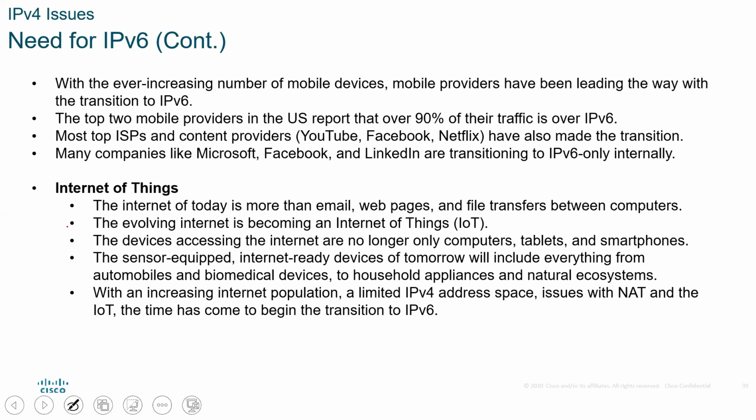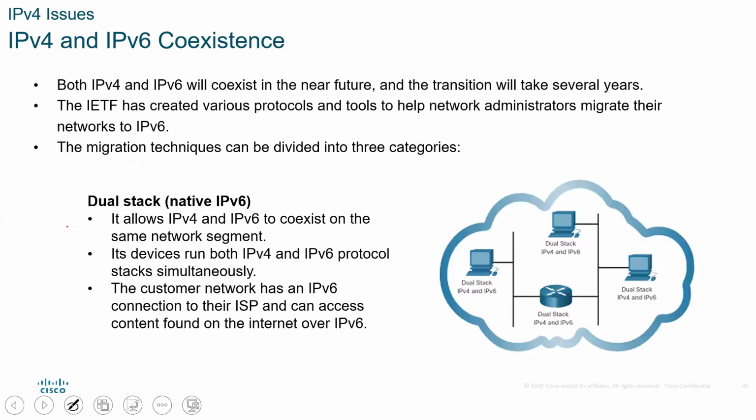So the evolving internet is becoming an internet of things, and the devices accessing the internet are no longer only computers, tablets, and smartphones. We have fridges, we have cars, we have smartwatches, we have glasses, spectacles, you have almost everything, okay? Household appliances, ecosystems, and things like that. So because of that, there's need for IPv6.